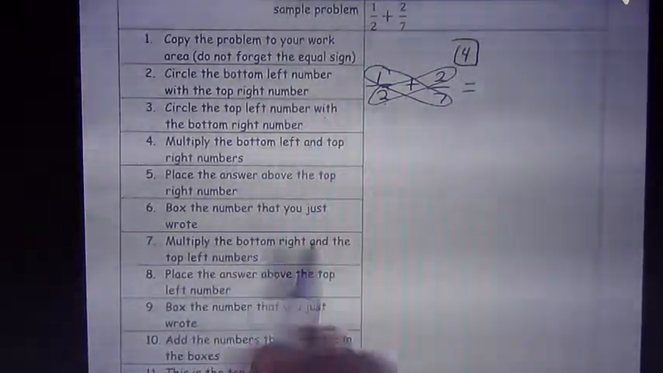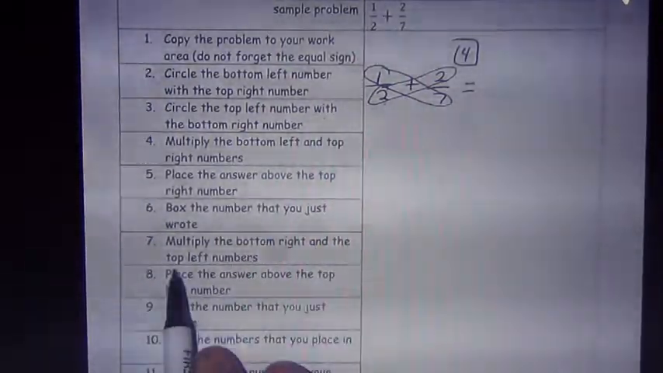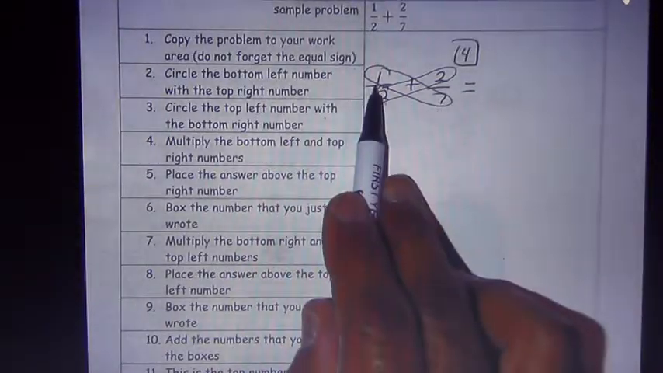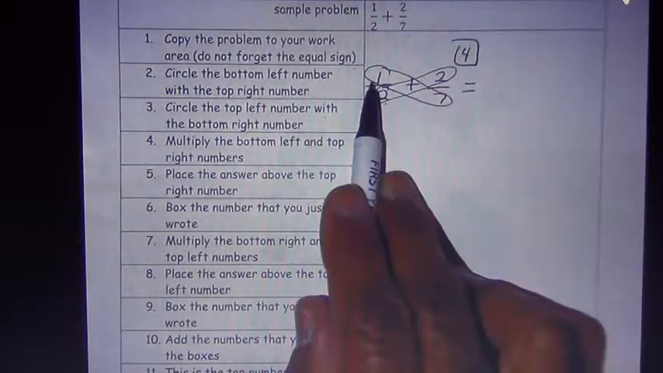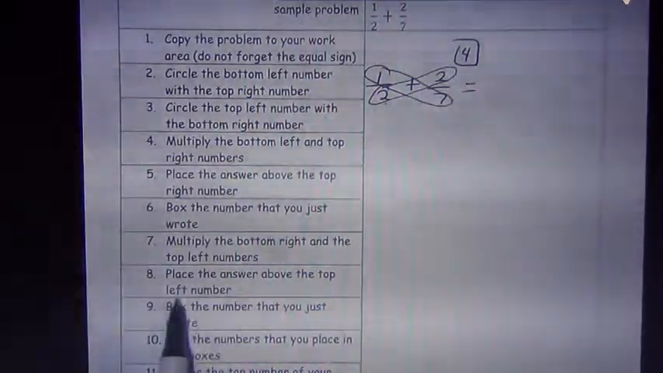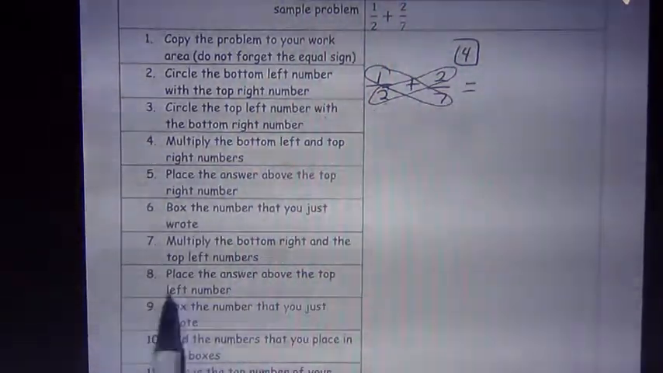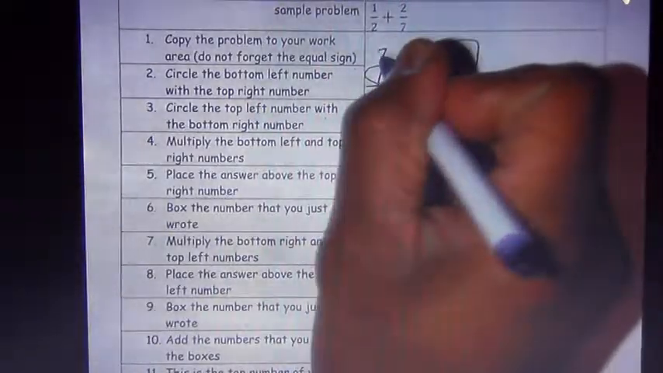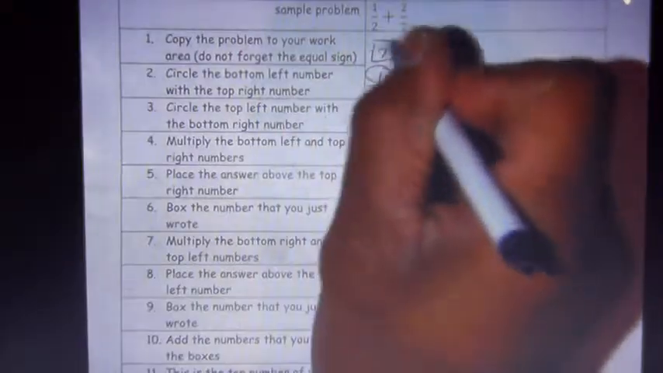Multiply the bottom right and the top left numbers. The bottom right, top left. 7 times 1 is 7. Place the answer above the top left number. And put it in a box.